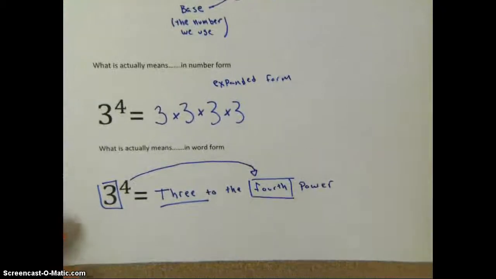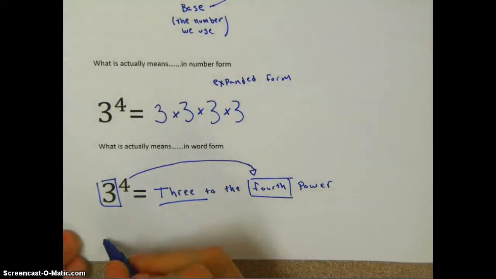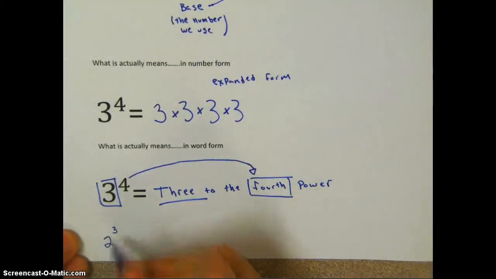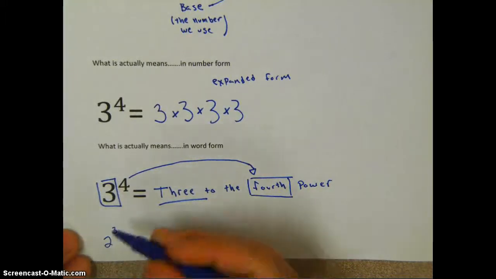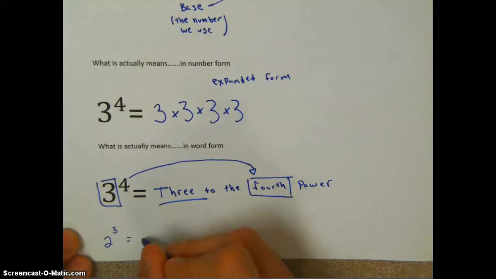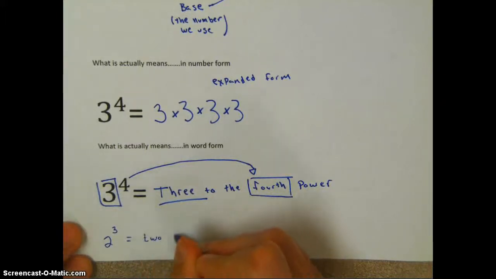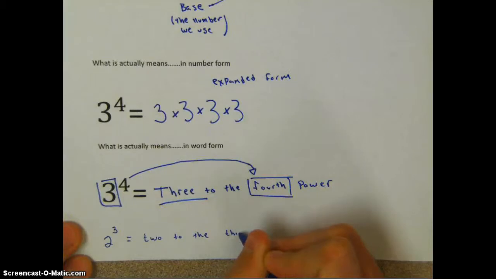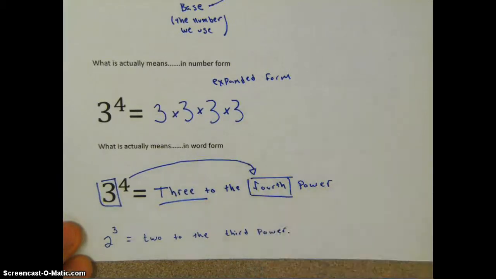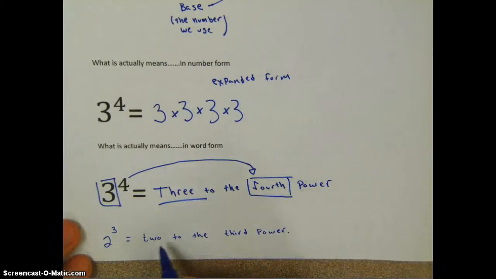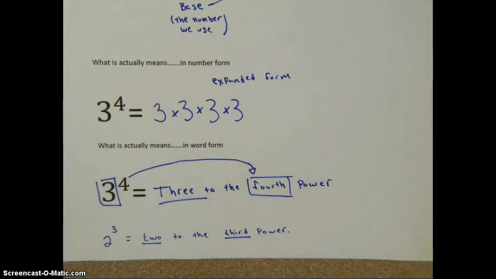Let's say we had a problem like 2 as our base number and 3 as our exponent. If I asked you to write this in word form, you would go 2 to the 3rd power. Got my 2 from my base, I got my 3rd from the 3.